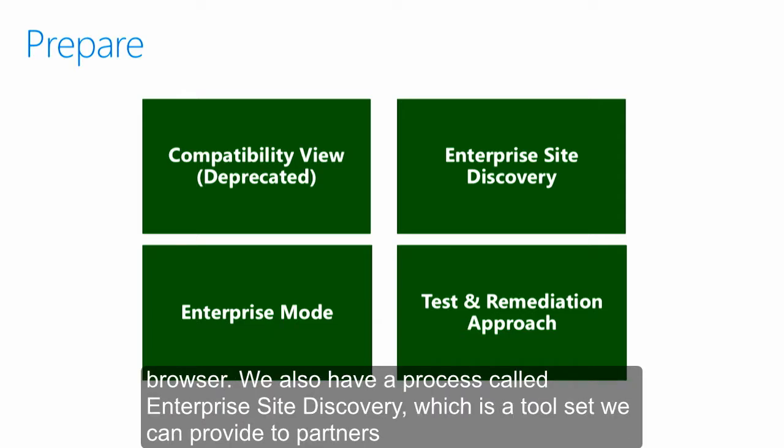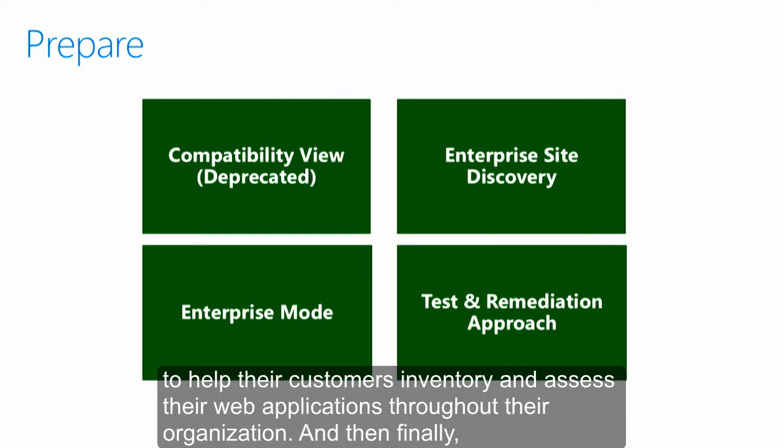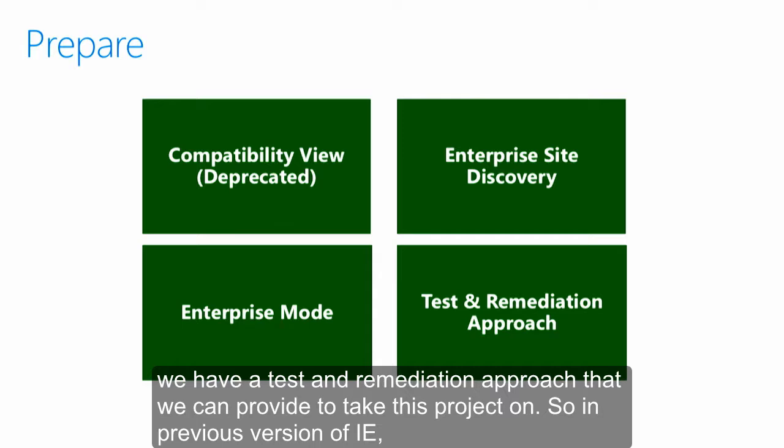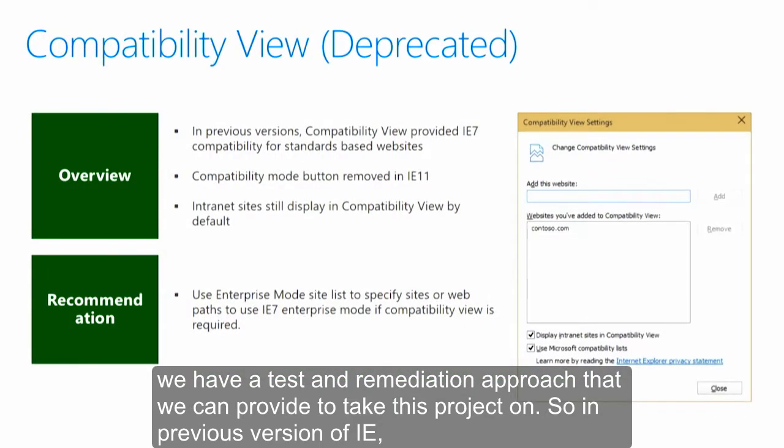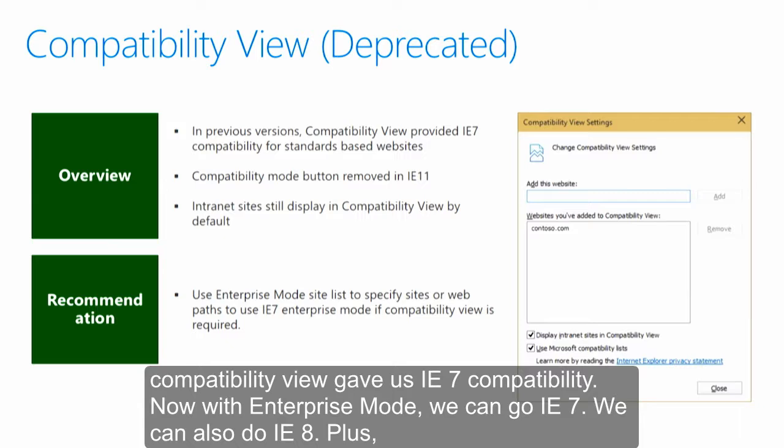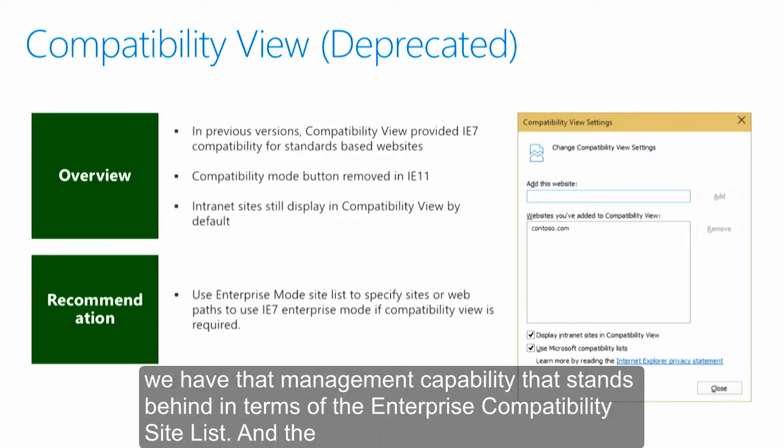We also have a process called Enterprise Site Discovery, which is a tool set we can provide to partners to help their customers inventory and assess their web applications throughout their organization. And then finally, we have a test and remediation approach that we can provide to take this project on. So in previous versions of IE, compatibility view gave us IE7 compatibility. Now with enterprise mode, we can go IE7, we can also do IE8, plus we have that management capability that stands behind it in terms of an enterprise compatibility site list.